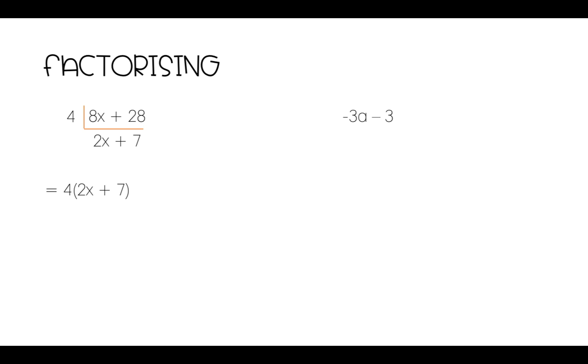Very last one, I thought we'd do an example with negatives. So draw our box again. This time our highest common factor is negative 3. So we take out our negative 3. And if we remove that, we end up with just a on its own, and then this becomes a plus 1, because positive 1 times negative 3 gives us negative 3. So we end up with a plus 1, and in our brackets that becomes negative 3 brackets a plus 1.